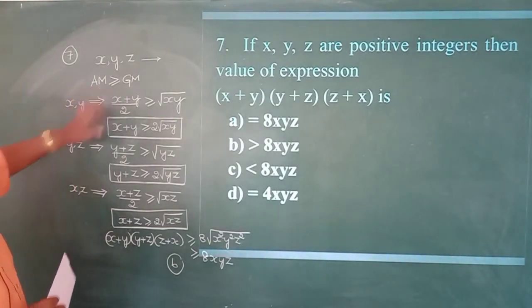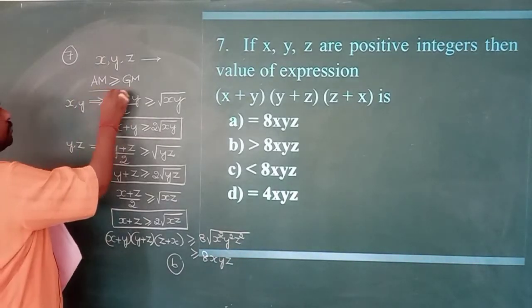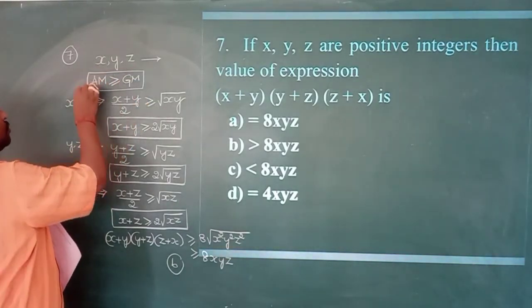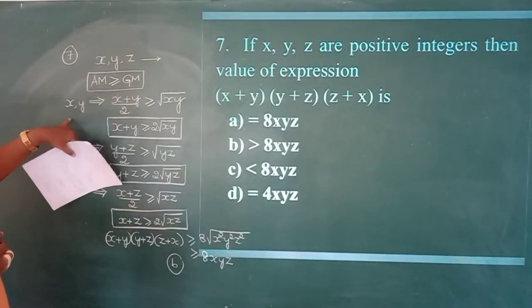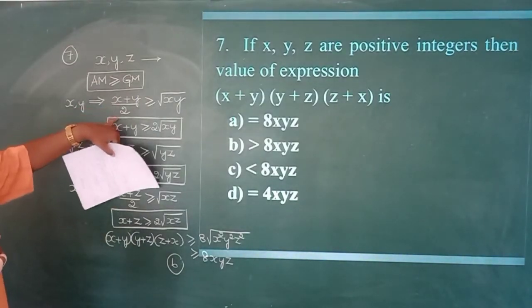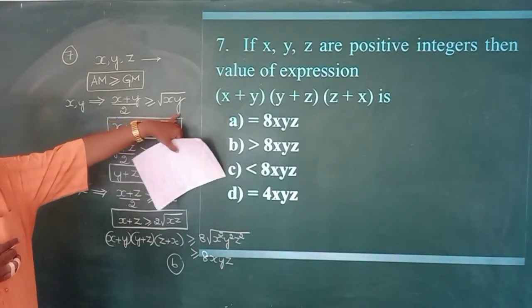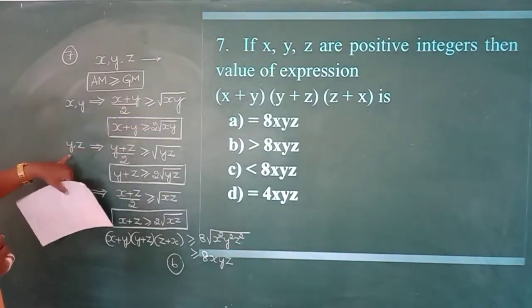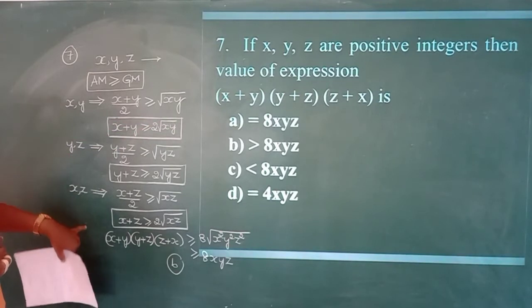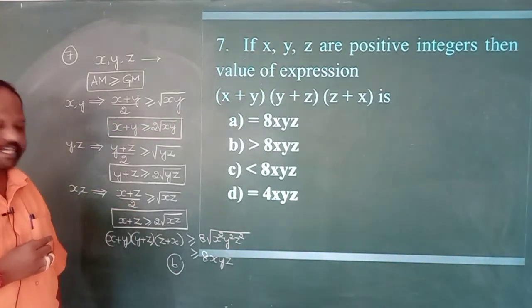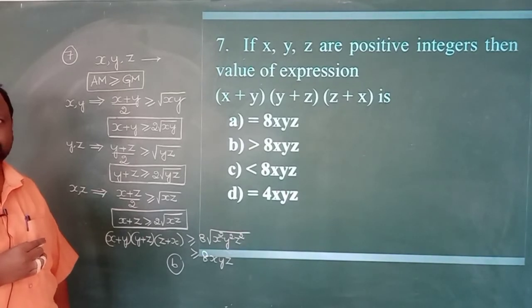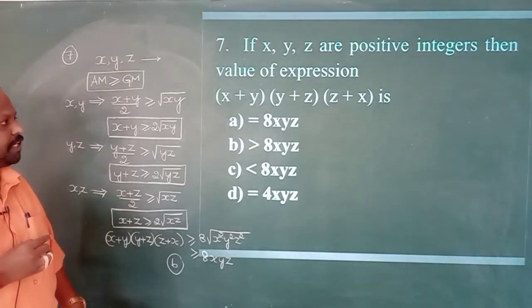Here we have one expression: arithmetic mean greater than or equal to geometric mean. The arithmetic mean of x and y is x plus y divided by 2 greater than or equal to root xy. Similarly for y and z, z and x. If you multiply all three inequalities, you will get 8 times root of x square y square z square. Option B is the answer.